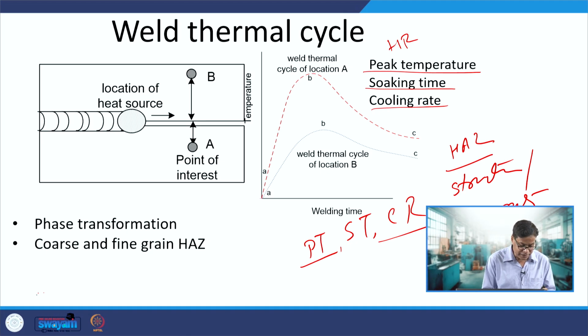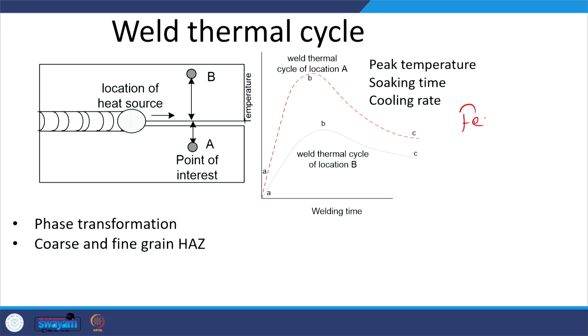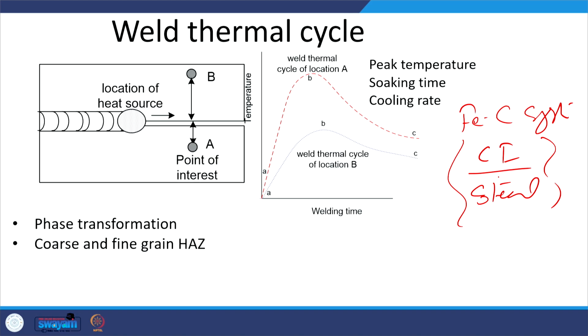aspects, in the case of ferrous metals, like iron carbon systems, which are primarily in the form of cast iron or steels. Depending upon the composition of the steel, this critical temperature will be different, and how fast or slow the response is in terms of microstructural changes and mechanical properties will depend on the composition of the ferrous system which is there.